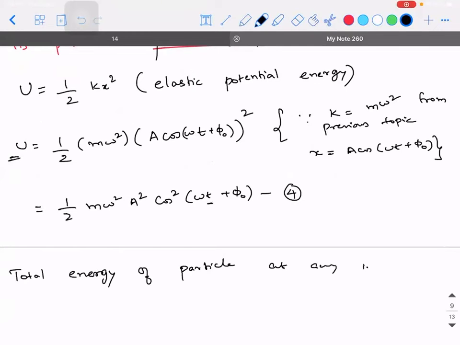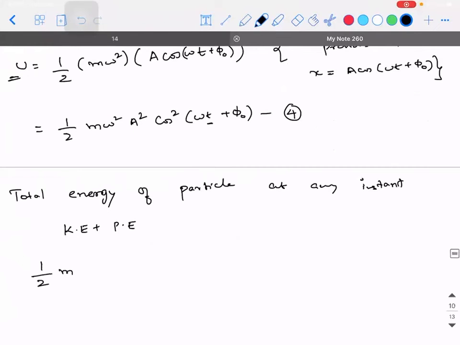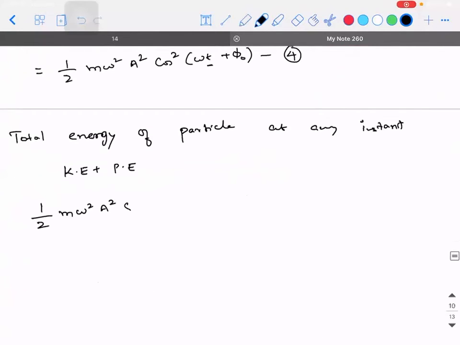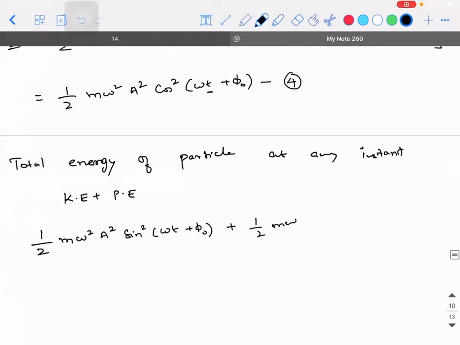So what is the total energy of the particle at any instant? It is kinetic energy plus potential energy. Logically, that's the meaning, right? So what is the formula for kinetic energy? Half M omega square A square into sine square of omega t plus phi naught, plus, what is the formula for potential energy? It is half M omega square A square into cos square of omega t plus phi naught.